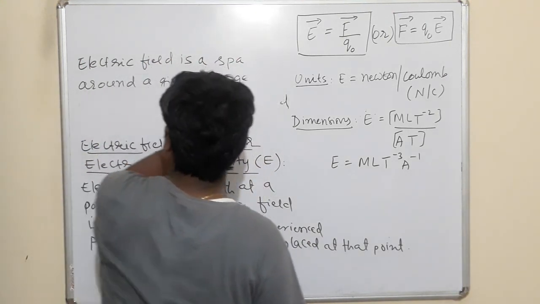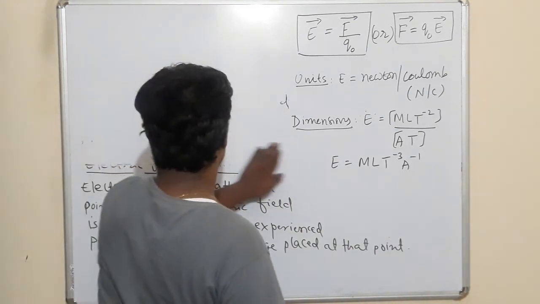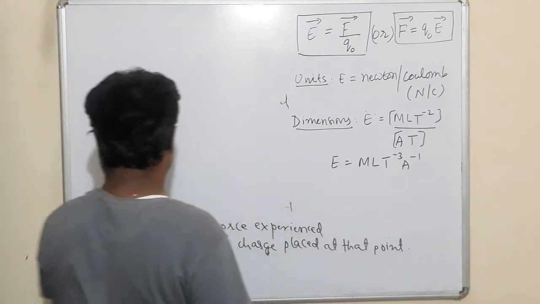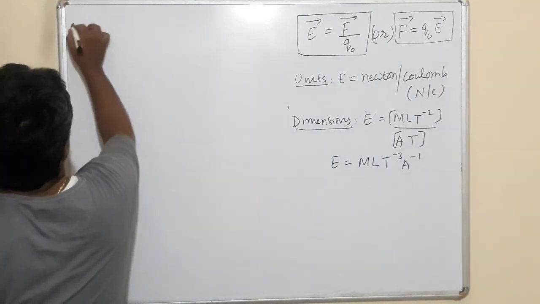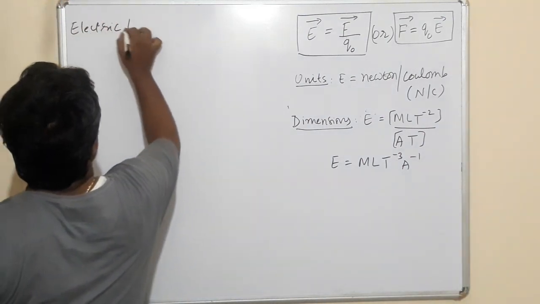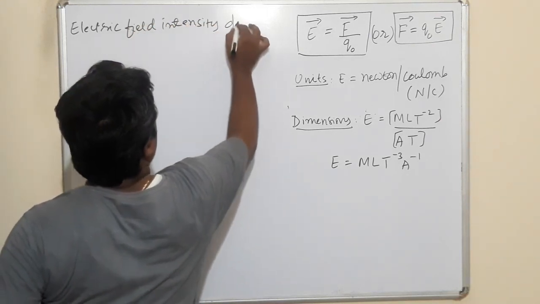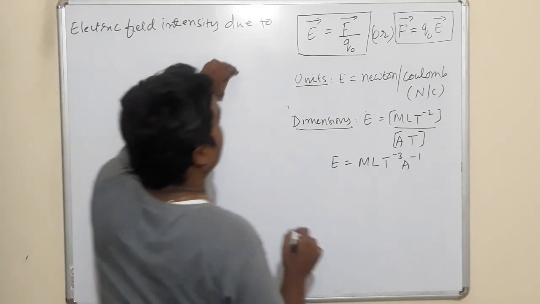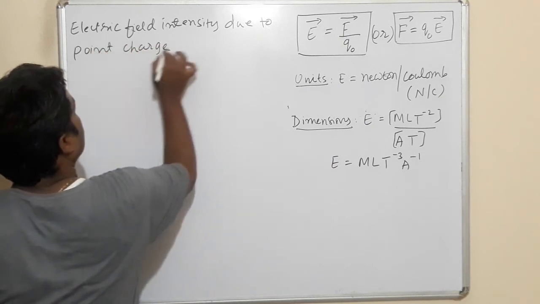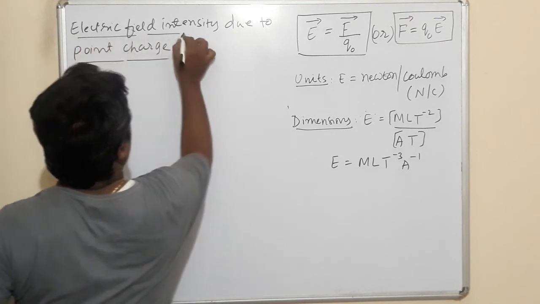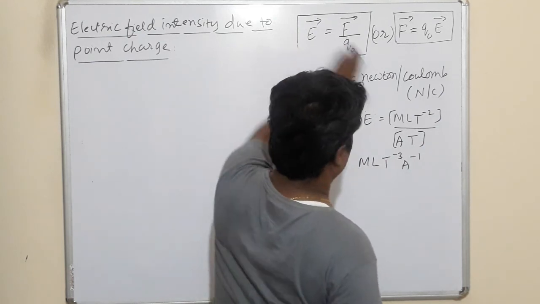Now we will see how to calculate the electric field strength due to a point charge. Then we will go for systems of charges also. Electric field intensity due to a point charge. That means the distance where we are going to find the electric field is very large compared to the size of the charge. That's how we define a point charge.